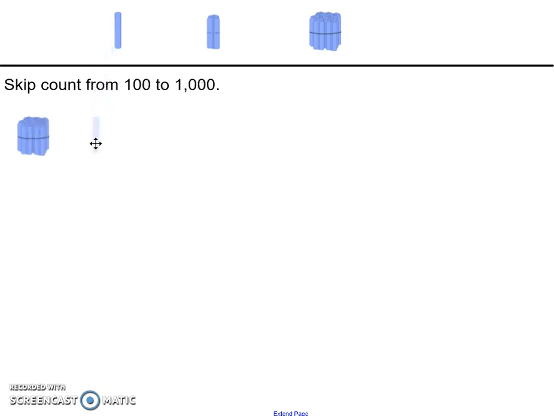So if I add another 1 from 100, we have 101. Keep counting with me. 102, 103, 104, 105, 106, 107, 108, 109, 110. What can I make with these 10 ones?